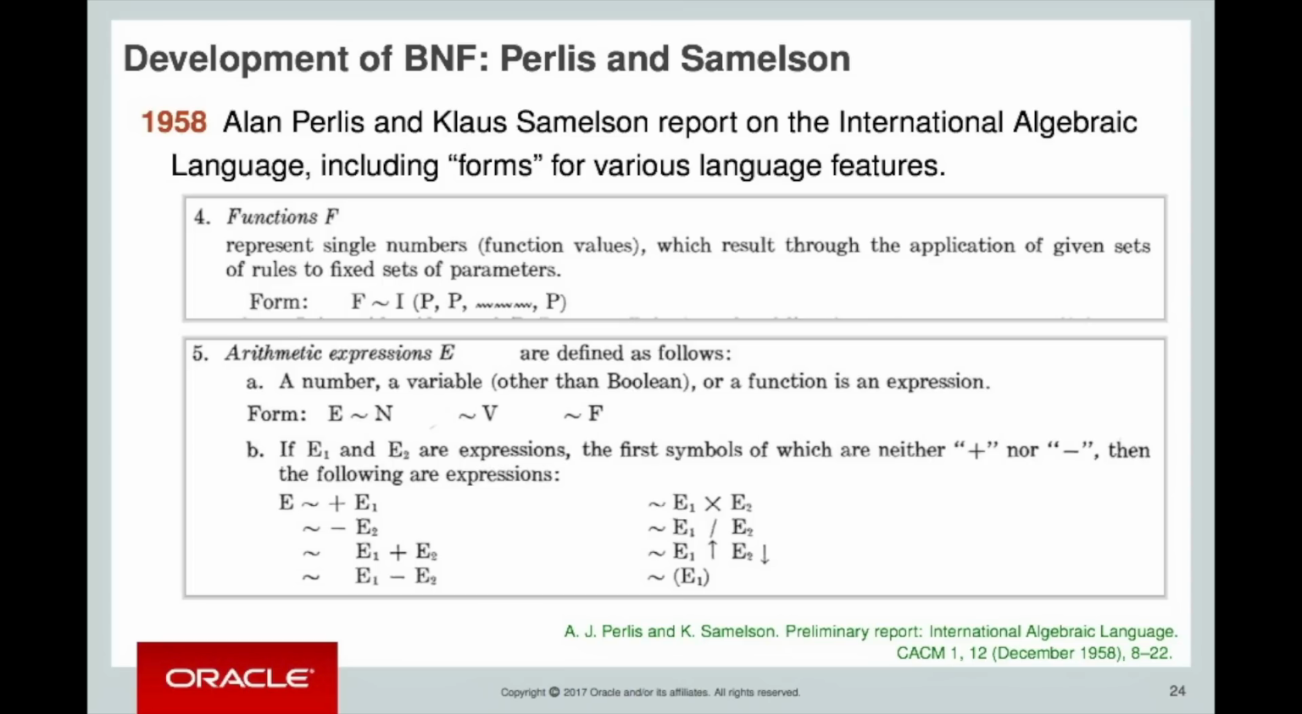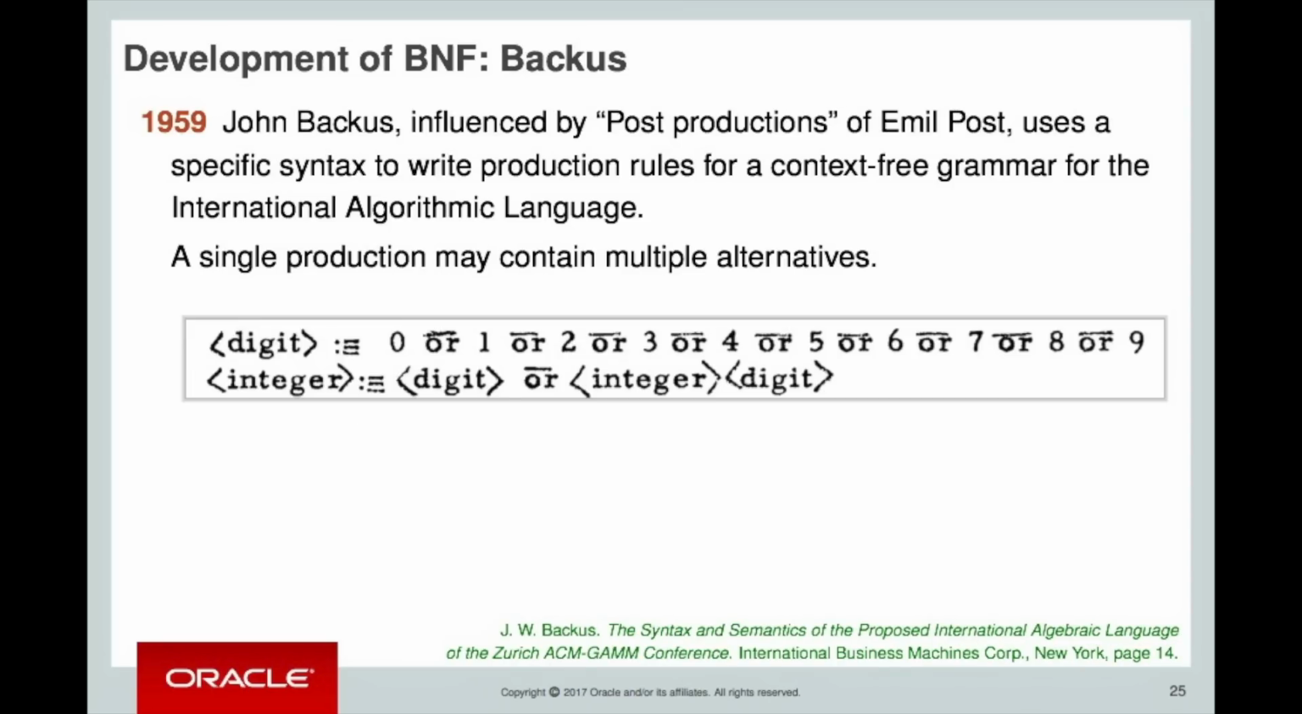An arithmetic expression can be a number, or a variable, or a function call, or any of the expression forms down at the bottom, which includes addition and subtraction, multiplication, and so forth. And this is looking a little more like BNF, but isn't quite there. So the next year, John Backus is producing another report on the International Algebraic Language. And he reports that he was explicitly influenced by Emil Post's production notation. And so he wrote his production rules for a context-free grammar for the language in this form.